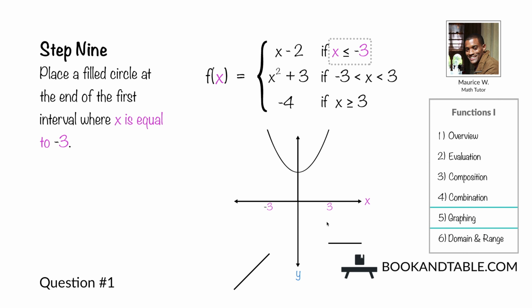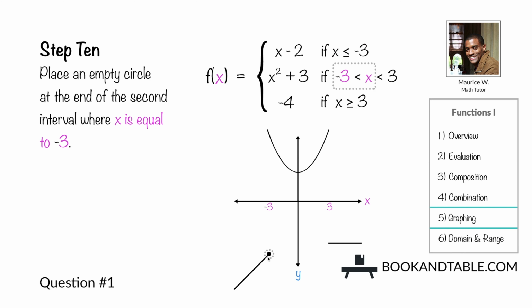So for step 9, we want to place a filled circle at the end of the first interval where x is equal to negative 3. The circle is filled since in the first interval, x is less than or equal to. So since it can equal -3, we need to fill the circle to indicate that number is included. Step 10, place an empty circle at the end of the second interval where x is equal to -3. It is empty since x is greater than but not equal to -3. So -3 is not included.